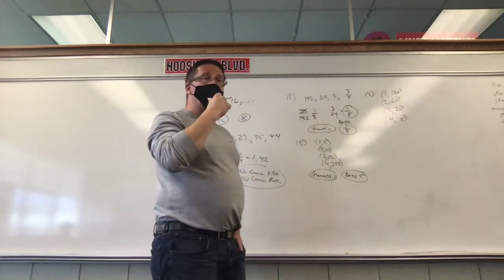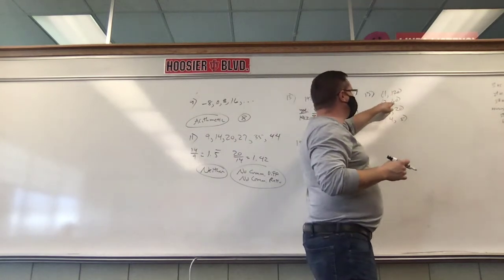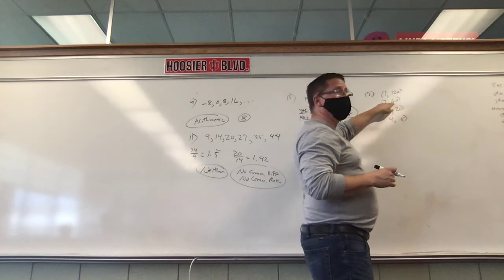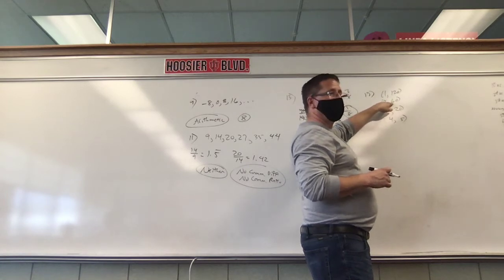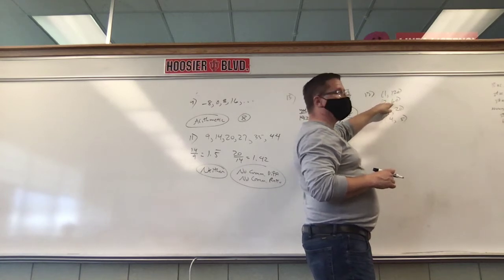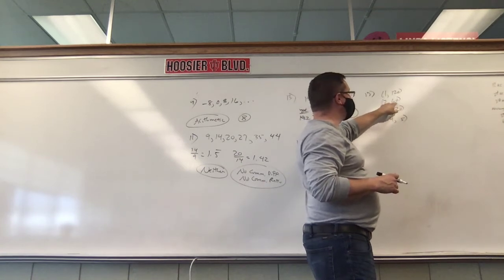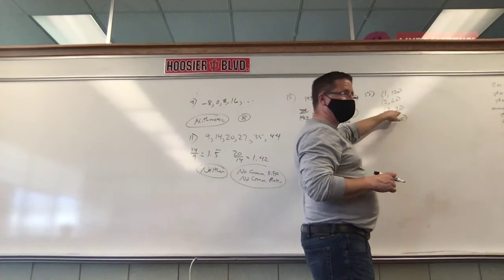So first off, is it arithmetic? How would you go from 120 to 60 if it was arithmetic? Subtract what? How much? Subtract 60. So what should the next number be? Subtract 60, it should have been 0. And it's not. Okay, so it's not arithmetic.